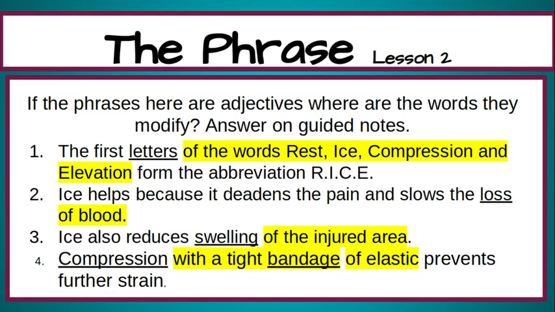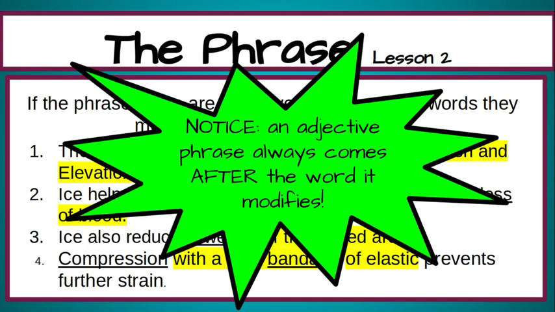So again, you need to remember that adjective phrases tell us what kind, which one, how many, or how much. Another thing that you might have noticed about all of these is that an adjective phrase always comes after the word that it modifies. So if you're not sure what word it's modifying, find the phrase and look at the word right in front of it. As long as that word right in front of the phrase is a noun, you're fine, right?